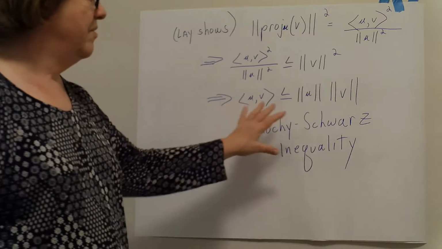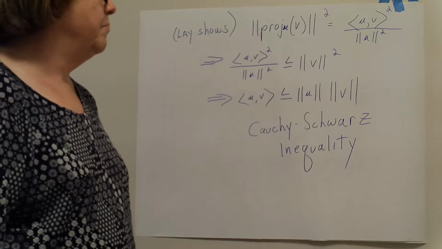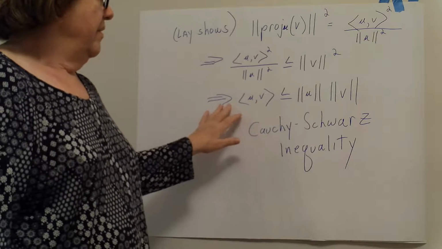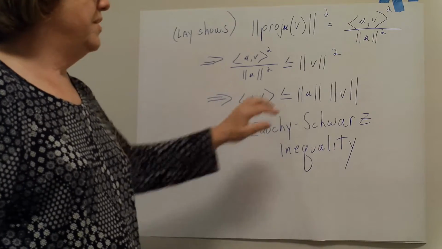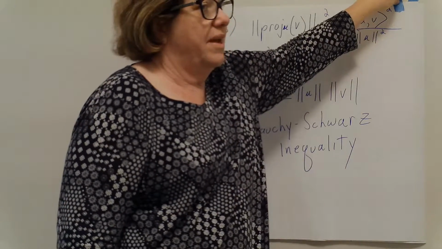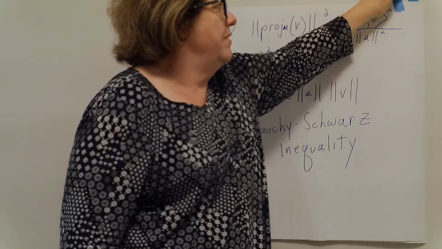Okay, so that's the Cauchy-Schwarz inequality, and it's important that you go through that proof and understand that proof. I will ask you to reproduce it at some point on a test.